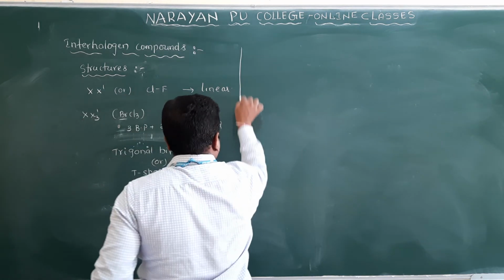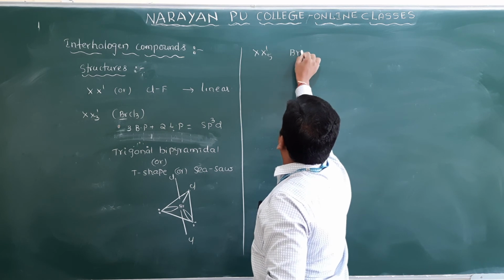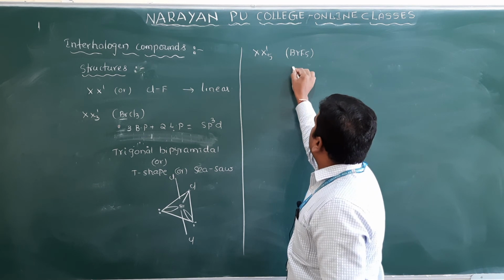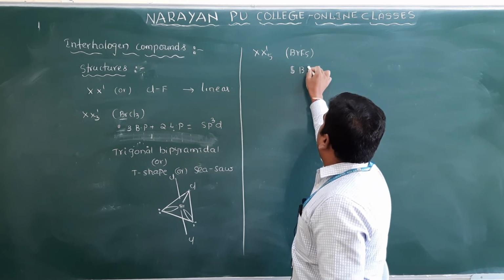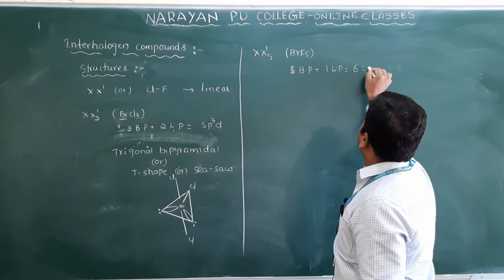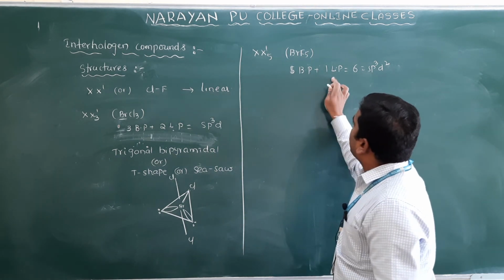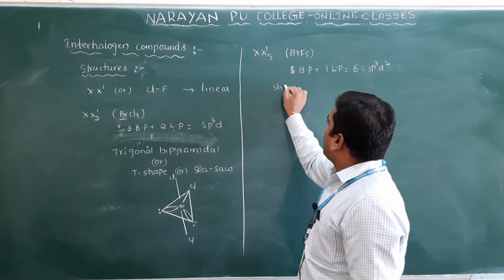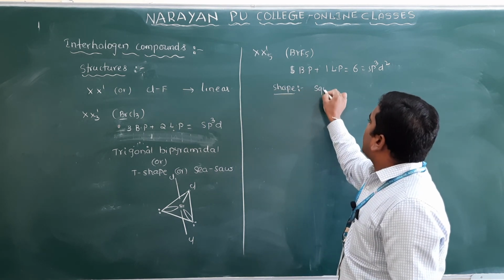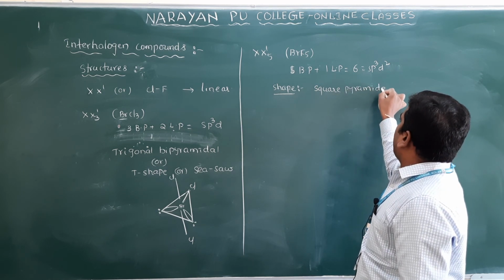That is XX'3. If I go for XX'5, you can take BrF5. Bromine is forming how many bonds? 5 bonds, which means 5 bond pairs. And how many lone pairs will it have? One lone pair. Total how much? 6. 6 means sp3d2. So 5 bond pairs and 1 lone pair. What is the shape of the molecule here? The shape of this molecule is square pyramidal.